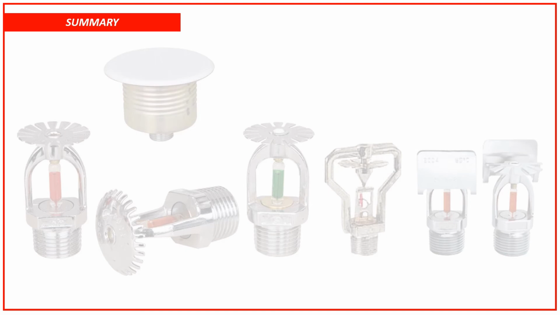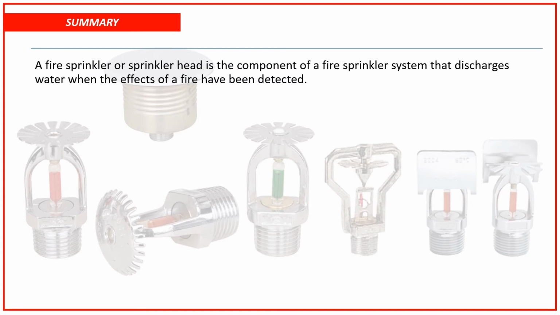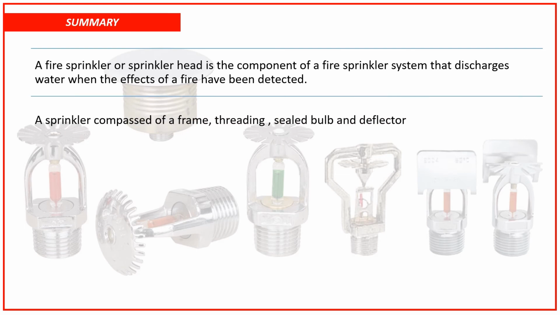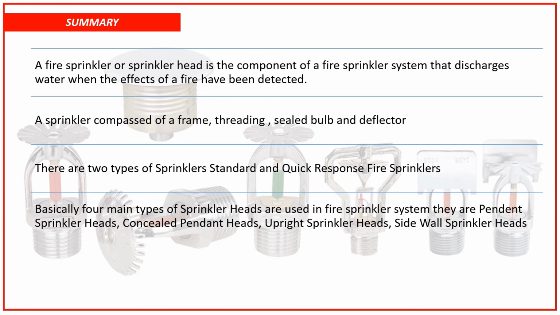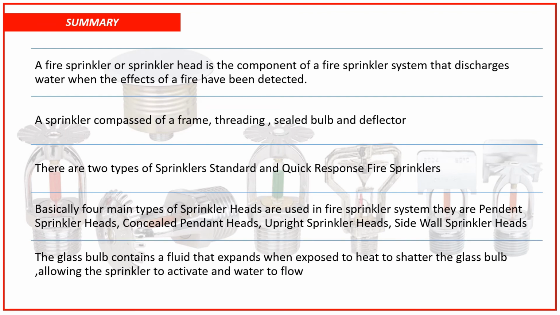This is about sprinklers. Let me summarize this section. A fire sprinkler or sprinkler head is a component of a fire sprinkler system that discharges water when the effects of fire have been detected. A fire sprinkler is composed of frame, threading, sealed bulb and deflector. There are two types of sprinklers, standard and quick response fire sprinklers. Basically, four main types of sprinkler heads are used in sprinkler systems. They are pendant sprinkler heads, concealed pendant heads, upright sprinkler heads, sidewall sprinkler heads.